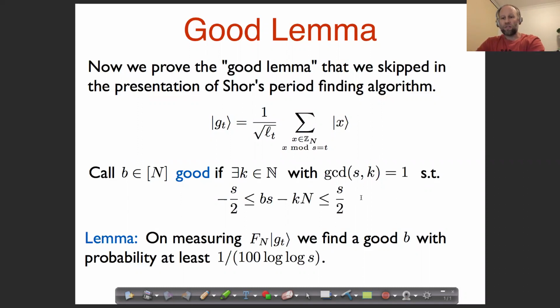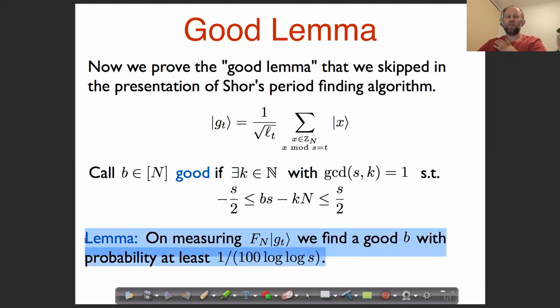So to show that Shor's algorithm worked, we needed to show that when we measured the Fourier transform of GT, we would find such a good B with decent probability. And what I claimed there was the following lemma: on measuring the Fourier transform of GT, we see a good B with probability at least 1 over 100 log S. Okay, so this is the lemma that we're going to prove in this segment.